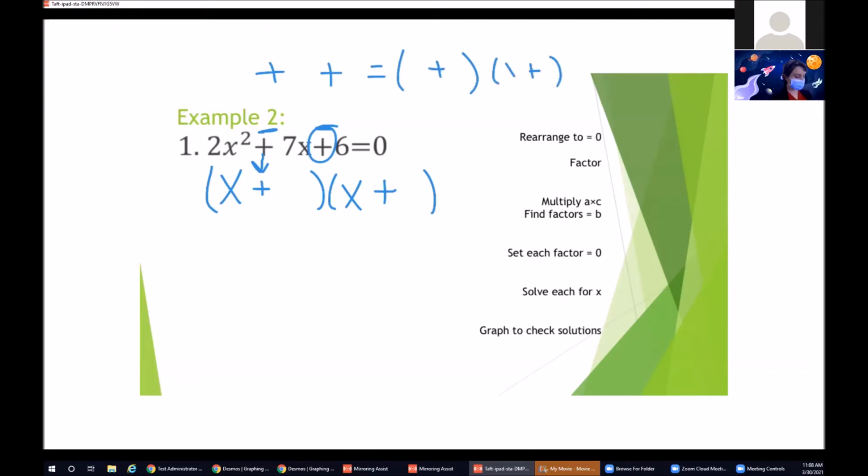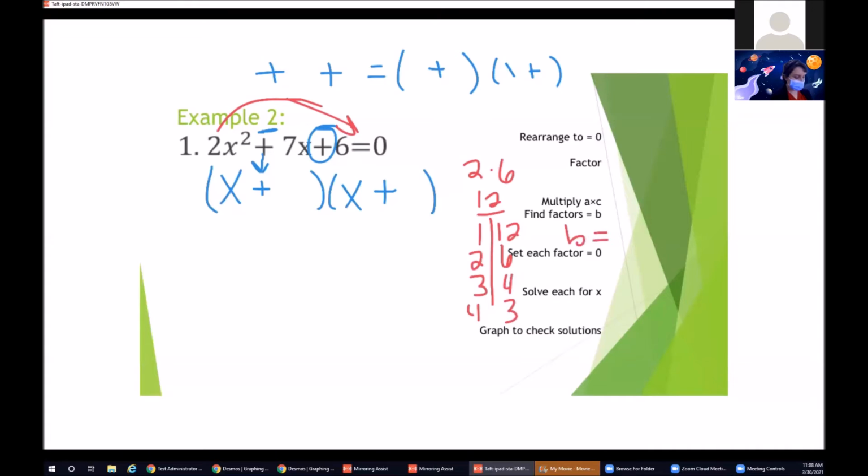So now we did that. What's our next step after we bring down the signs? What do we do next? Very good. A times C, so 2 times 6. 2 times 6 is 12. What are our factors of 12? 1, 12, 2 and 6, 3 and 4, good job, and 4 and 3. And they're all positive, so no sign changes.